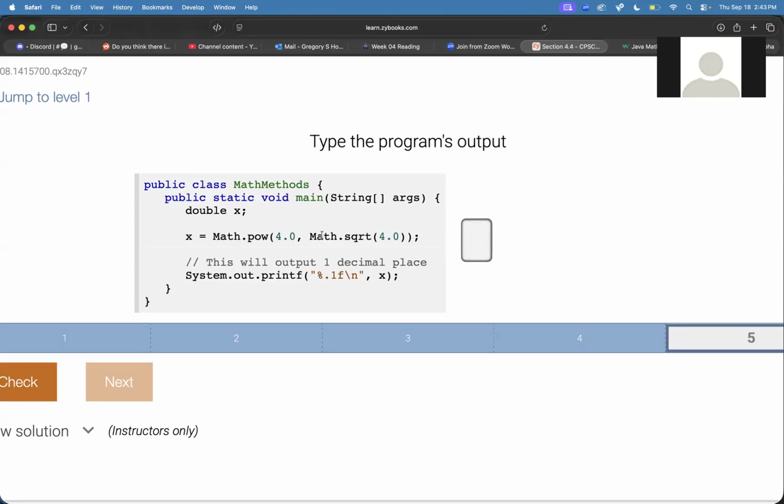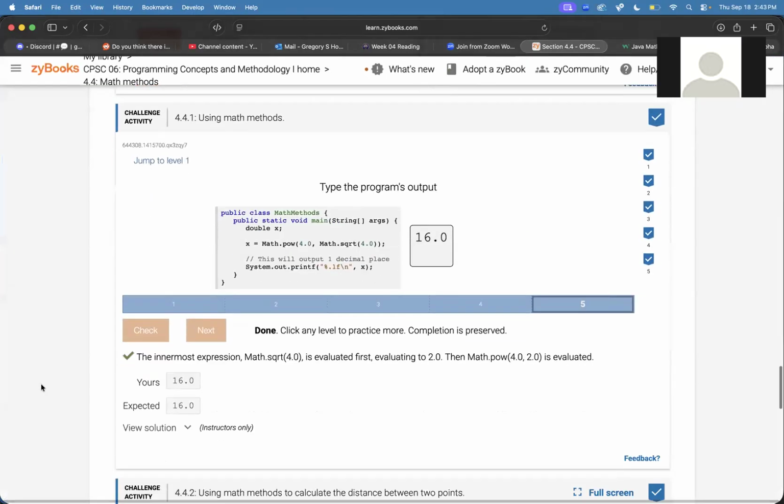Oh, this one's the complicated one, right? So we have Math.pow, but inside of the Math.pow, we've got Math.sqrt. So you'll have to work from the inside out. Math.sqrt(4). Square root of 4 is 2. So then this is Math.pow(4, 2). 4 to the 2 is 16. And then we're going to print it to one decimal place. So 16, enter. All right.